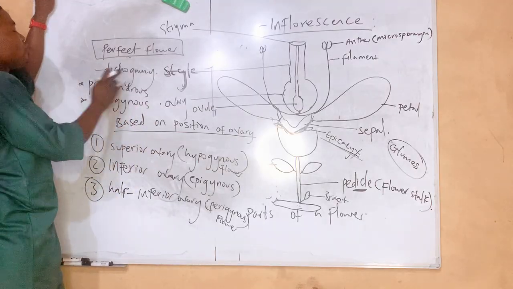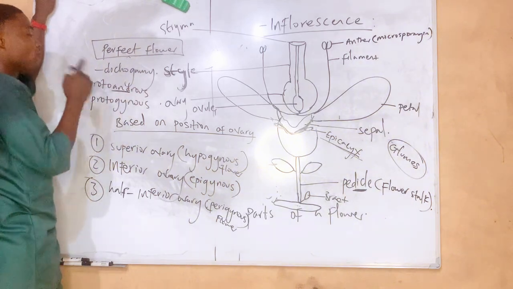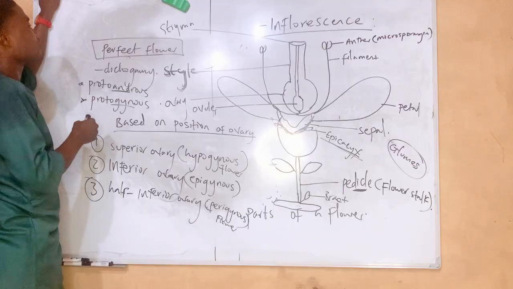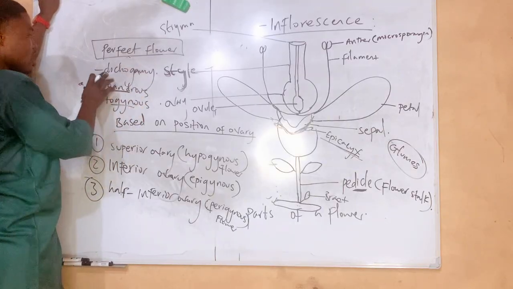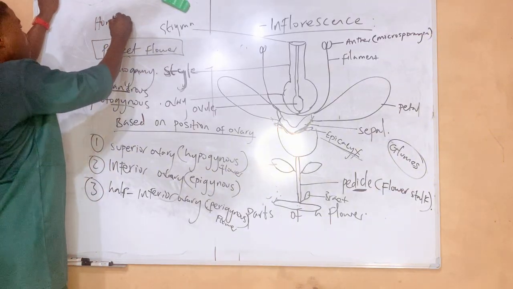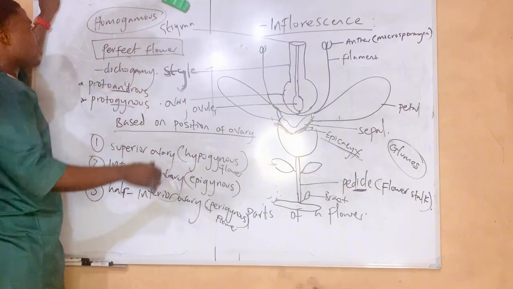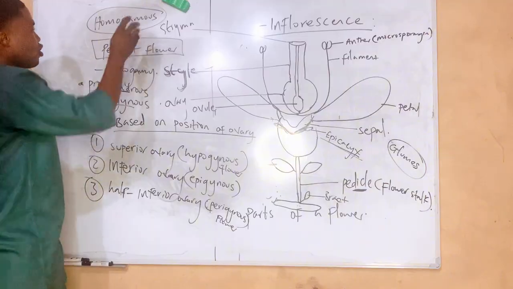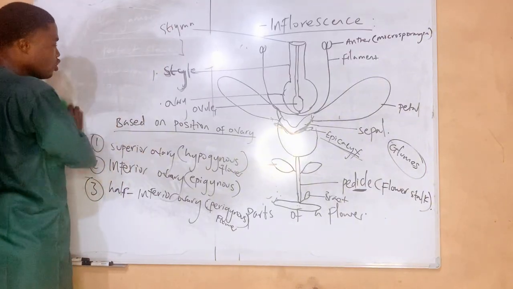In a protandrous flower, the androecium, the male, matures before the female. In a protogynous flower, the female develops before the male. Do you get? Remember, a dichogamous flower is a type of perfect flower in which the male or the female develops before the other. While a homogamous flower is a perfect flower in which the male and the female parts develop at the same time. So it's just a quick bonus to this video.